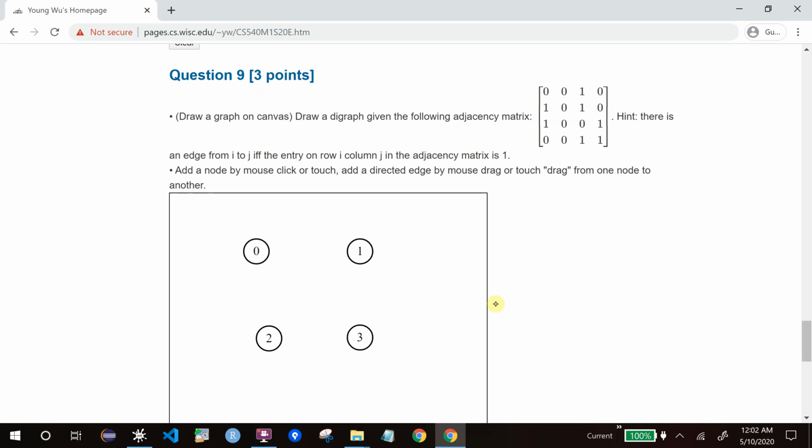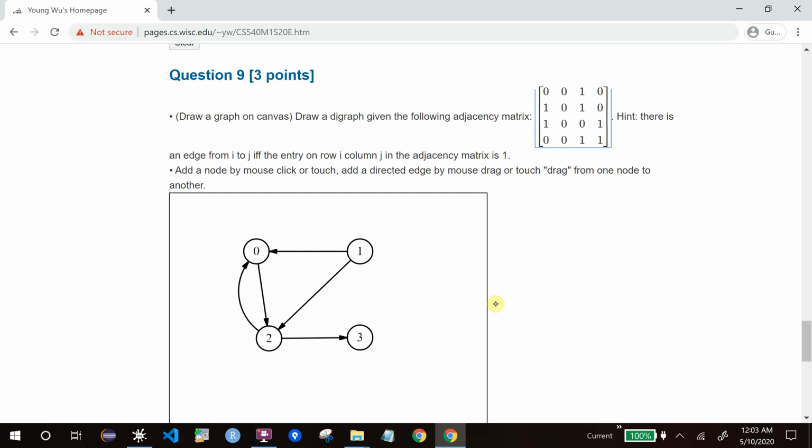And 0 would point to 2 because there is a 1 here. And the second row would be node 1. Node 1 points to 0. And node 1 also points to 2. And the third row is starting from 2. 2 also points to 0, so it's harder to draw. So you can draw a curvy line and it will become a curve, so it does not cover the other one. And 2 also points to 3, so you have this.